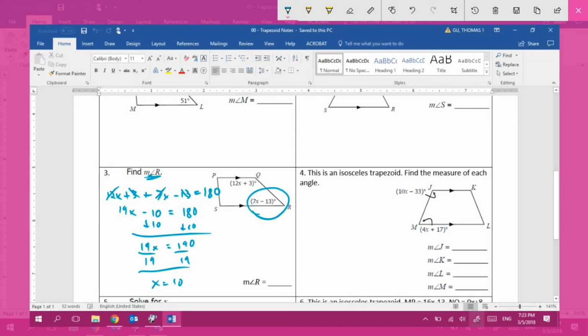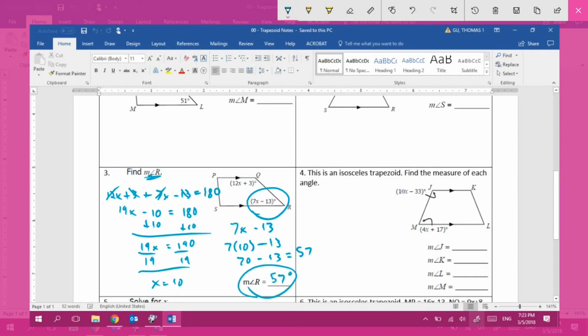They want to find the measure of angle R. I only found x. Measure of angle R is 7x minus 13. X now I know is 10, so I can substitute that in. 7 times 10 minus 13, so that's going to be 70 minus 13 equals 57. The measure of angle R is 57 degrees.